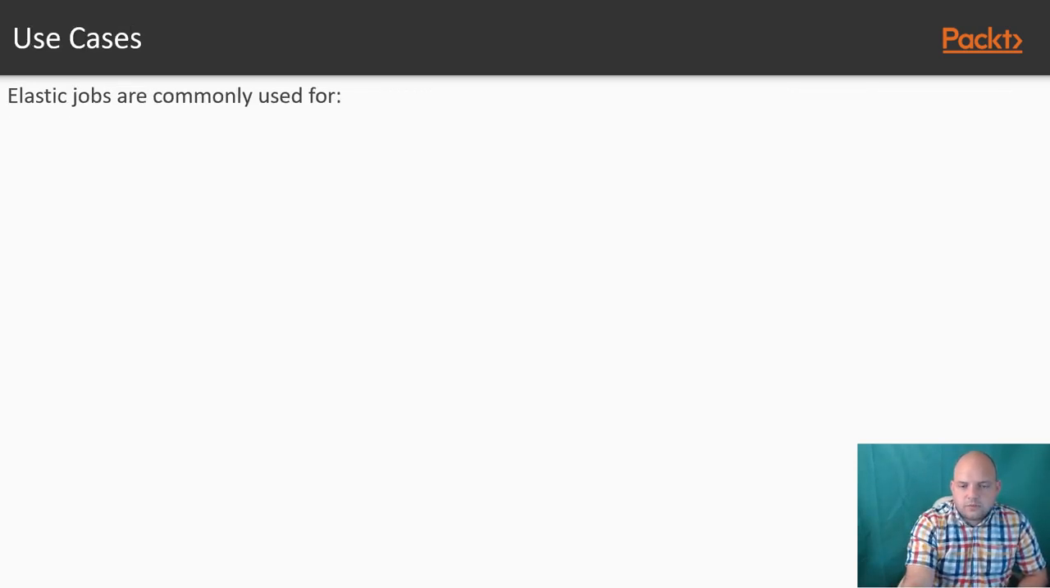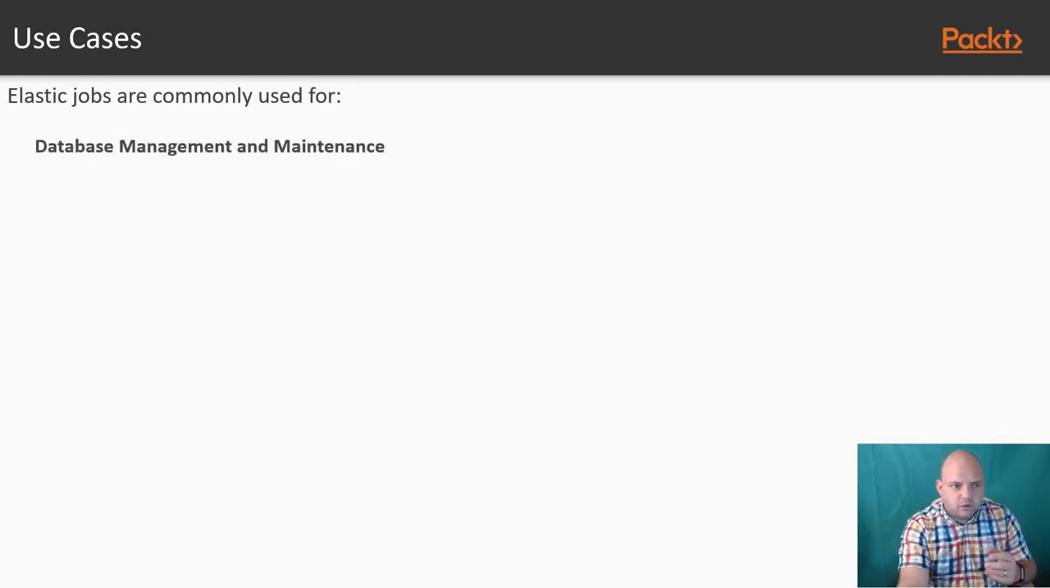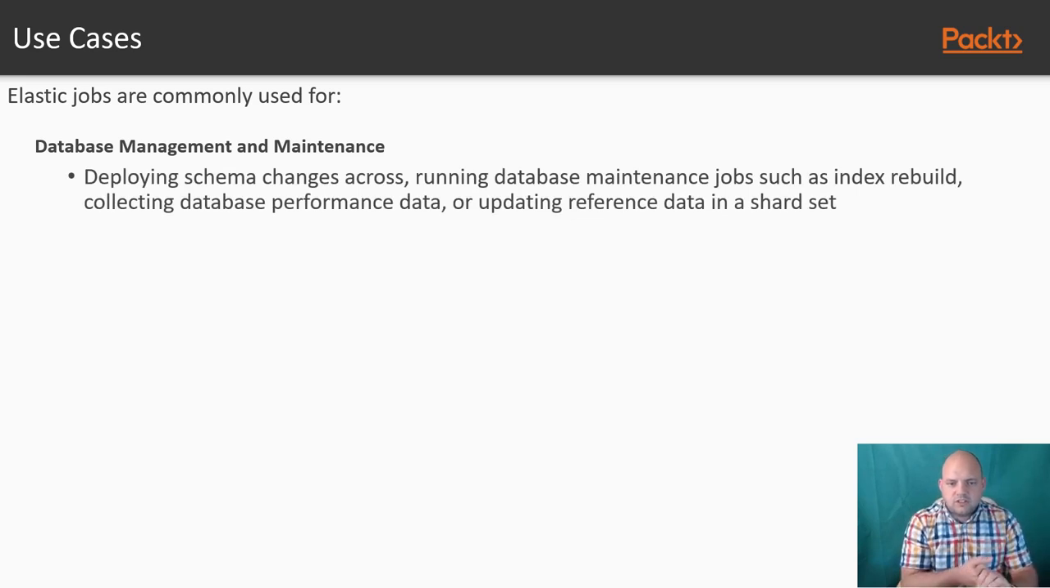Now, these jobs, as you can imagine, have a number of different uses. They seem to be very similar to SQL Agent jobs that would run in an on-premises SQL Server, but Elastic Jobs are commonly used for things such as database management. So they can be used for deploying schema changes, running database maintenance jobs such as index rebuild, collecting database performance data, or updating reference data in a shard set.